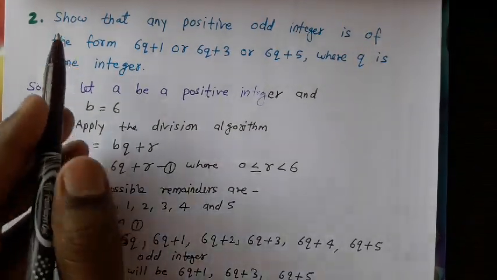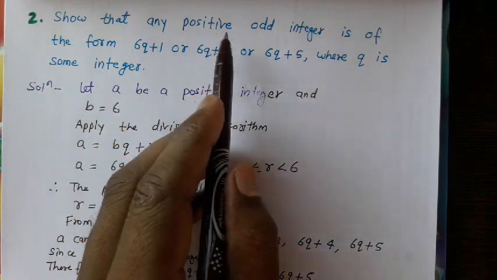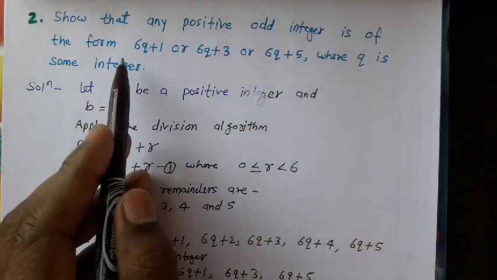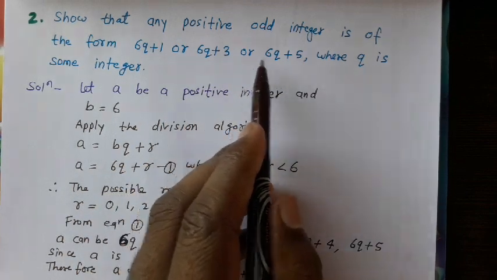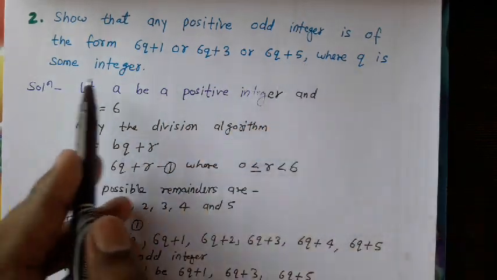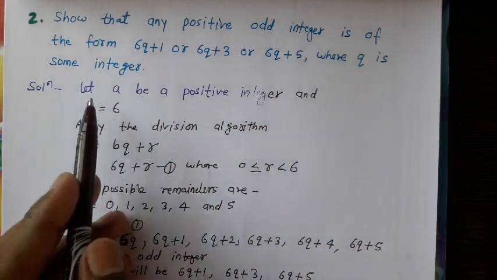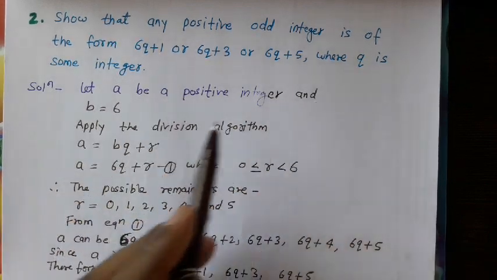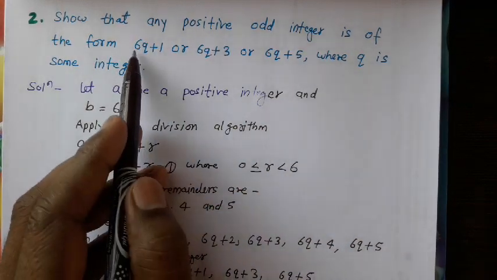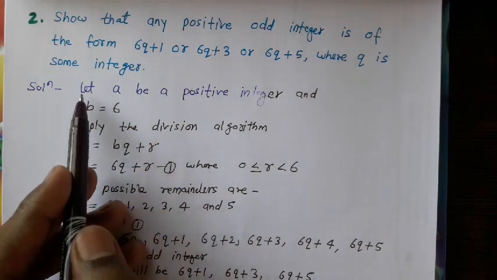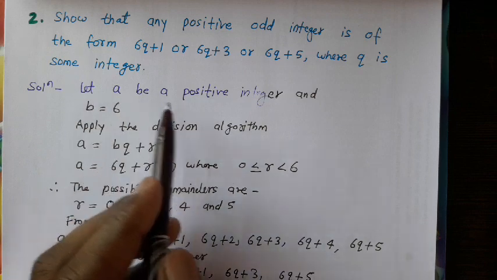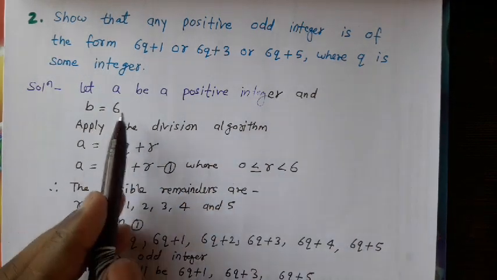Question: show that any positive odd integer is of the form 6q plus 1 or 6q plus 3 or 6q plus 5, where q is some integer. Solution: let a be a positive integer and b equal to 6. Here, 6q plus 1, then you take the value of b as 6.